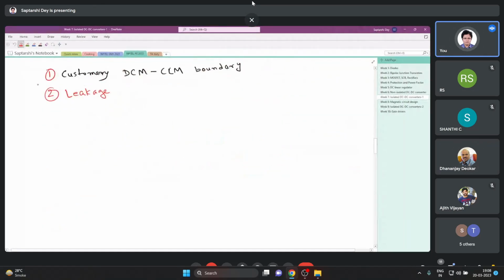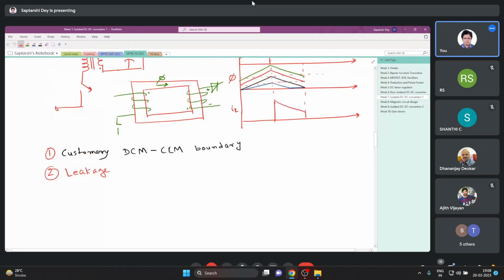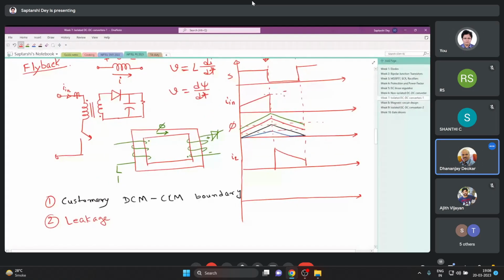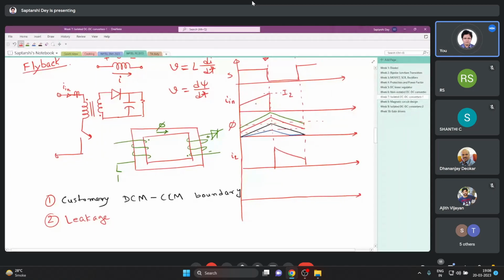I will tell you what we used to do. I have confidence in this method only because the whole circuit worked. So I am not sure whether this thing is there in any textbook. So you see, this is the current I in. Okay, so I define this peak as I2, and this I define as I1.